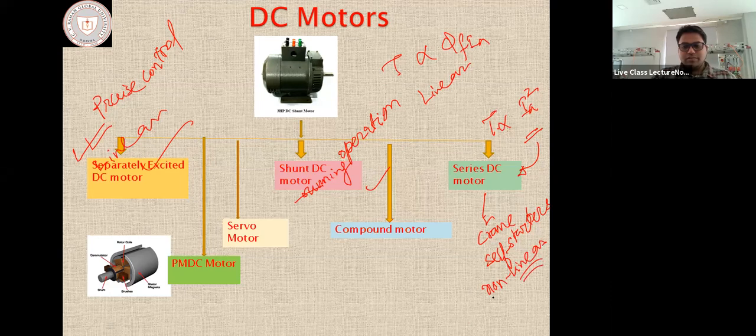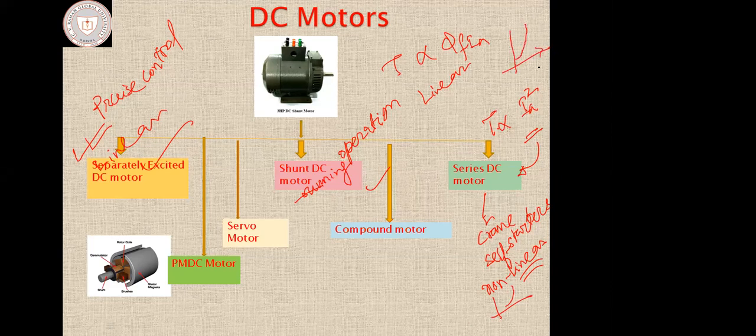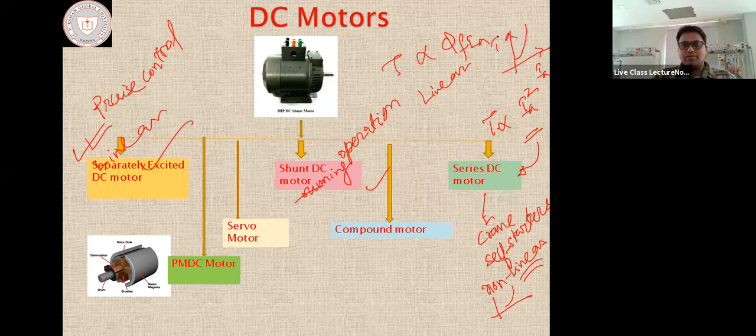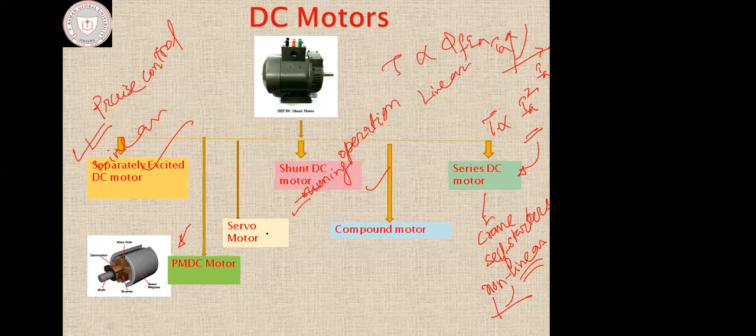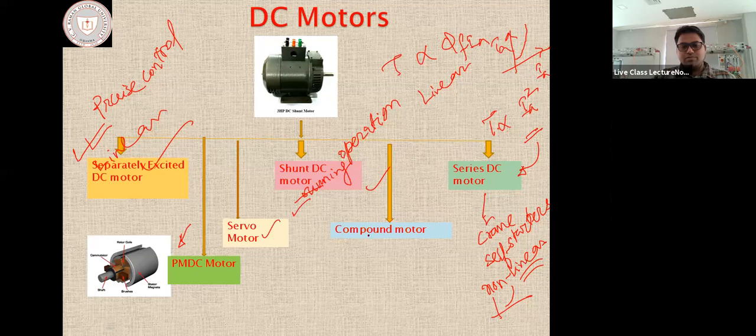Means it will be something like this. It will rise, the torque will rise up with rise of current. Say this is the current, the torque will be something like this. And finally, we have this PMDC motor, which we will discuss later, because this is very common. We find it in almost all the applications. Then servo motor is there, which we'll discuss later. And compound motor is a combination of a shunt motor and actually a series motor.